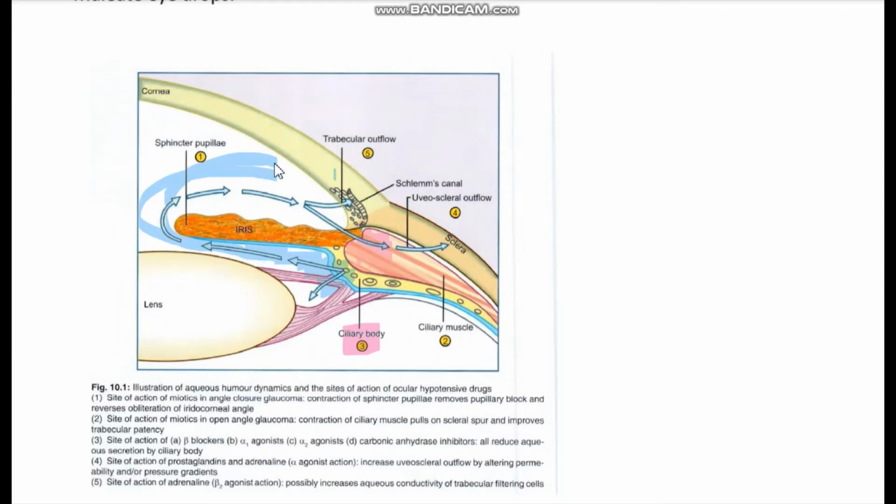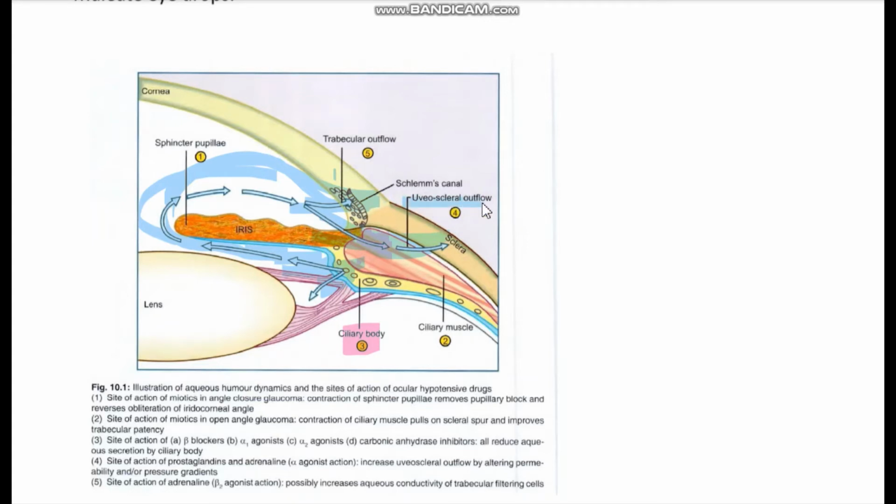So now it comes into the anterior segment, and from here it is taken into the Schlemm's canal in the trabecular area, from where it is absorbed back. So the rate of secretion is equal to the rate of absorption. A little amount of this aqueous humor is also absorbed from the scleral veins, and that is called the uveoscleral outflow.